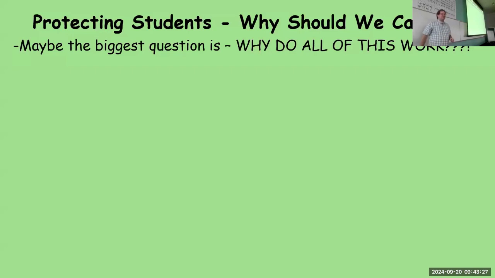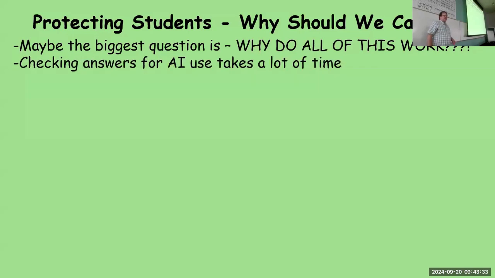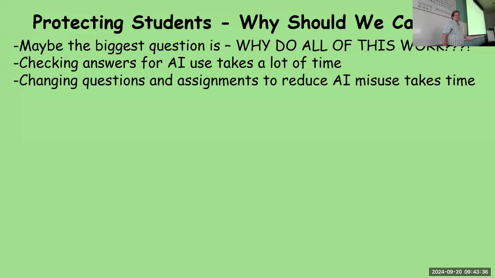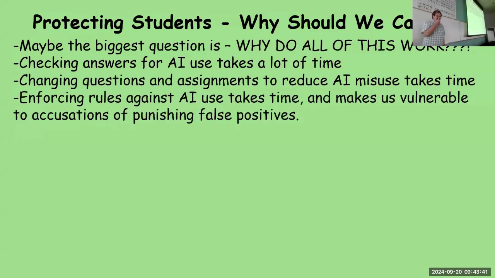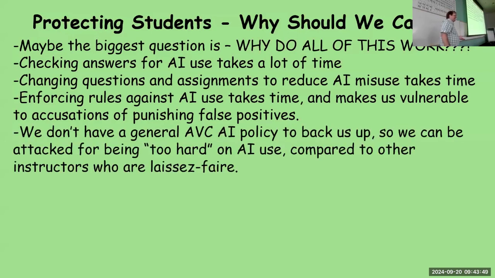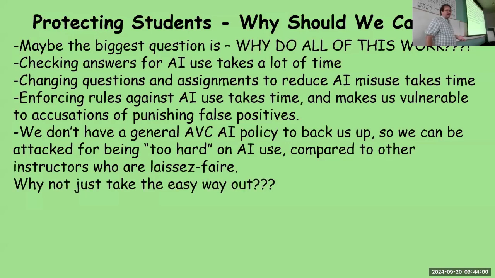AI negative. But I think the biggest question is, all this stuff I'm talking about, why do all of this, right? Checking answers for AI use takes time. Changing questions and assignments to reduce AI misuse takes time. Enforcing rules against AI use takes time, and it makes us vulnerable to accusations of punishing false positives. We don't have a general ABC AI policy to back us up. So we can be accused that we are too hard on AI use compared to other instructors who are laissez-faire about it. So why not just take the easy way out? Why not just do nothing about this, right?